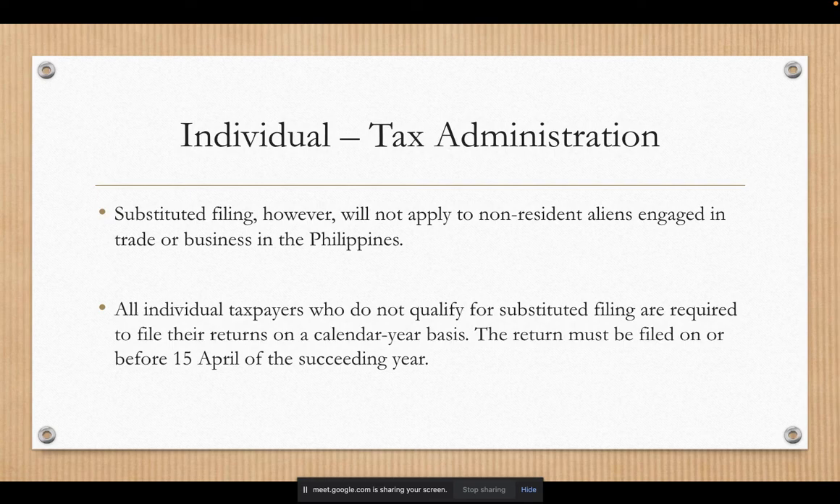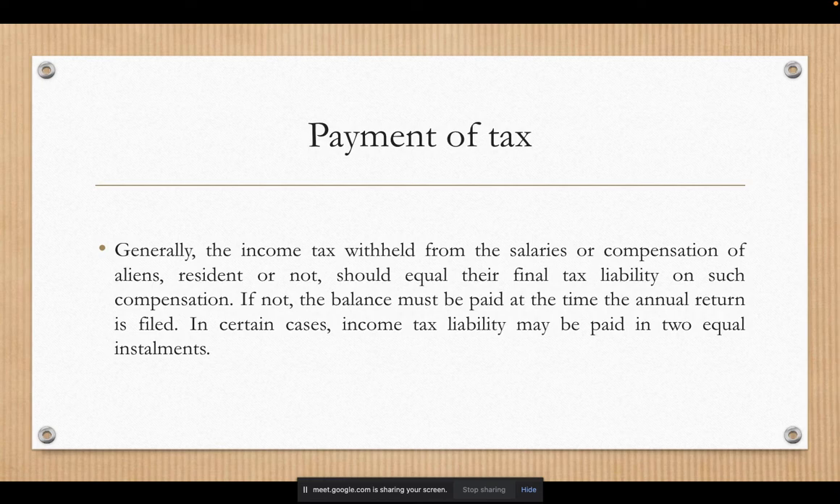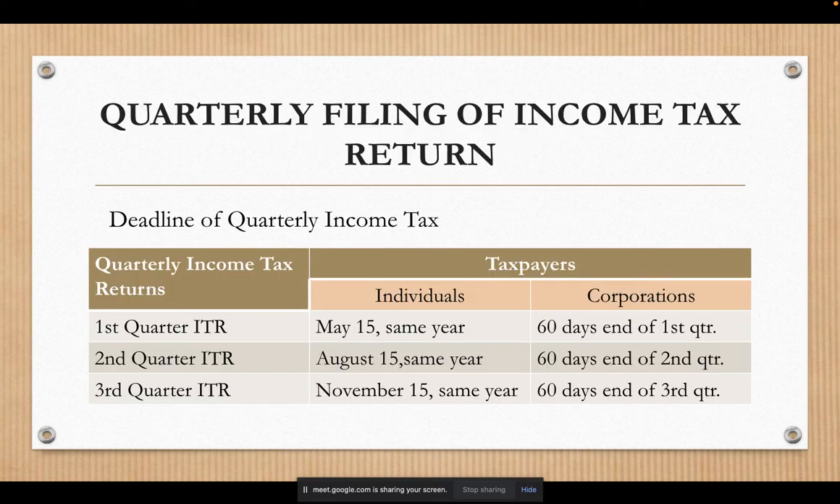And all individual taxpayers who did not qualify for substituted filing are required to file their returns on a calendar year basis. Sinasabi ko, January 1 to December 31. The return must be filed on or before April 15 of the succeeding year. Payment of tax, generally the income tax withheld from the salaries or income or compensation of aliens, resident or not, should equal their final tax liability on such compensation. If not, the balance must be paid at the time the annual return is filed. In certain cases, income tax liability may be paid in 2 equal installments.